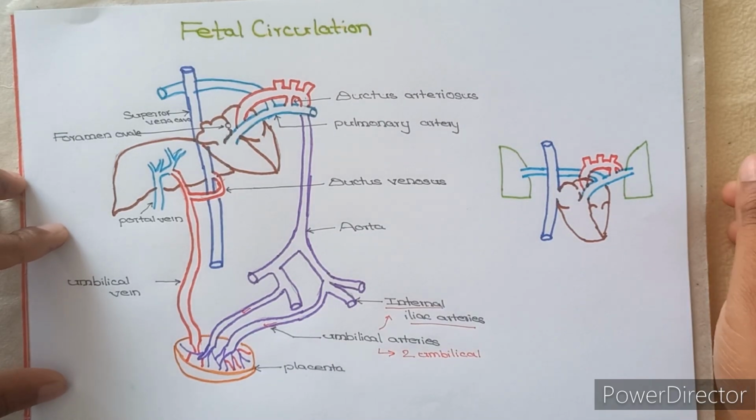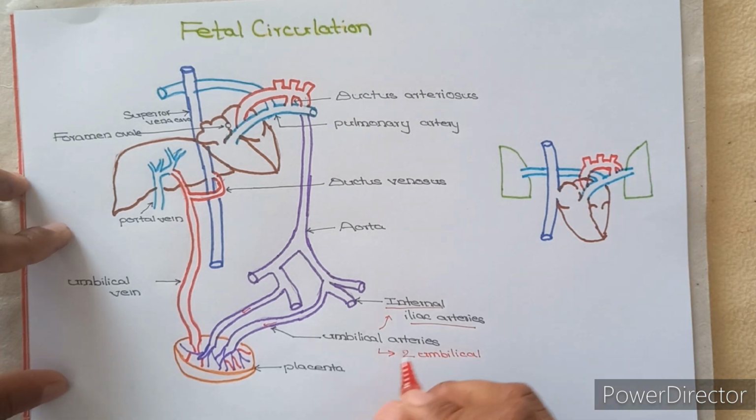Hello and namaste friends. Today we are going to discuss the fetal circulation. In fetal circulation, we will discuss three important topics. First, we will know what the normal fetal circulation is. Then we will discuss what changes occur in the fetal circulation after birth, and lastly we will discuss the postnatal derivatives. So let us start step by step.